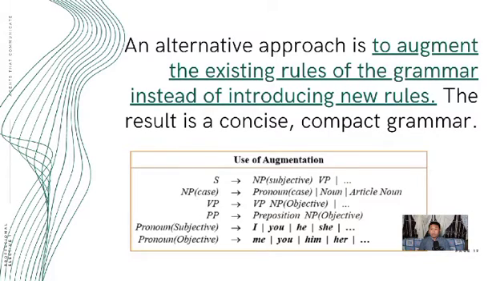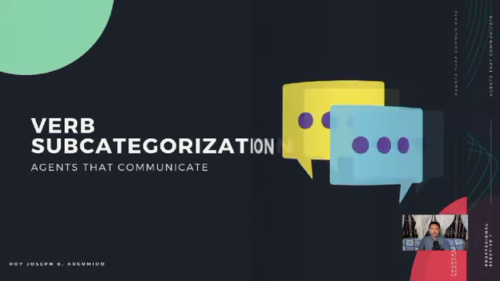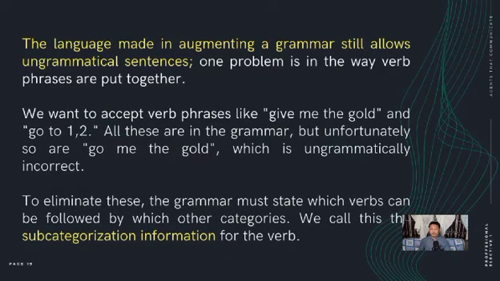However, we will discuss a slightly harder problem, which is verb subcategorization, under the same topic, agents that communicate. The first grammar is an improvement over the grammar zero that we have previously discussed in past topics, but it still allows ungrammatical sentences. One problem is the way verb phrases are put together.